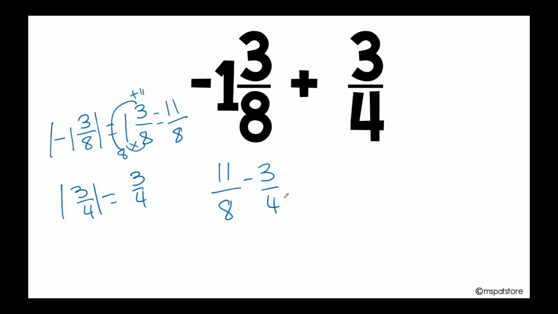So I'll multiply 3/4 by 2. Let's see. Okay, so I have 11/8 minus 3 times 2 is 6, 4 times 2 is 8. So 11 minus 6 is 5, and then I keep the same denominator. Now I'm going to use the sign of the greatest absolute value. In this case, you can clearly see that it will be negative 1 and 3/8. That is the greatest absolute value. It is greater than 3/4. So my final answer will be negative 5/8.